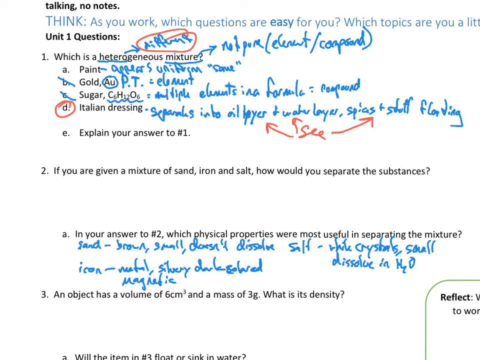So I've got 3 different solids. Which one of these should I get out first? Well, I think we should get rid of the iron first. So I would use a magnet to remove the iron. So for the iron, the thing that's the most important is that it's magnetic. And then I'm going to look at the sand and the salt.